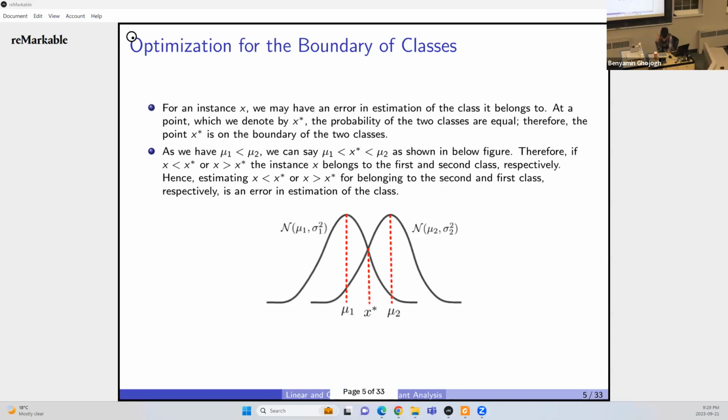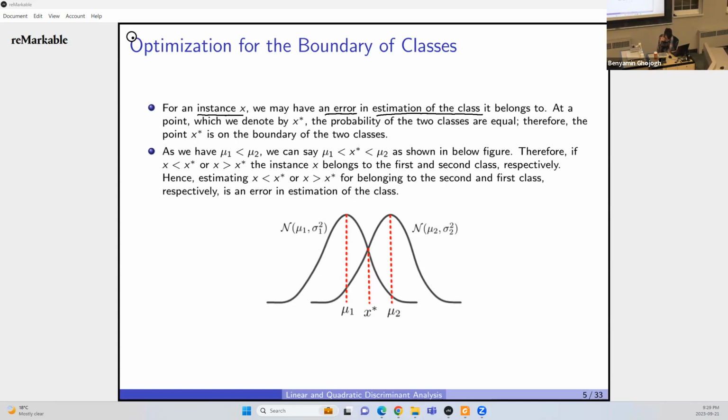For instance X, we may have an error in estimating the class it belongs to. Do you agree? So we might have error. And I think you can guess what we want to do. We want to minimize the error, right? All machine learning is minimization or maximization of something.